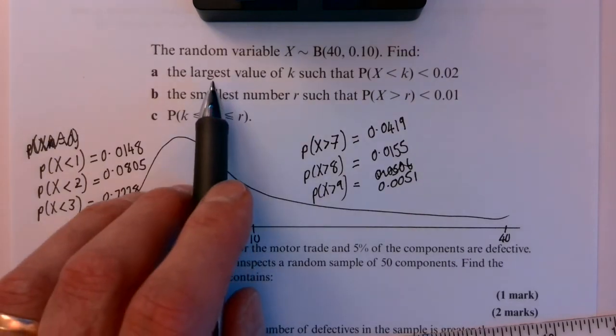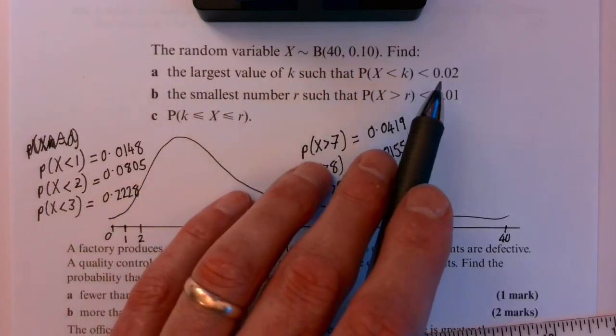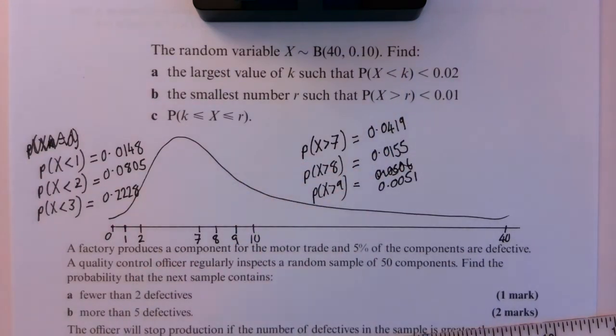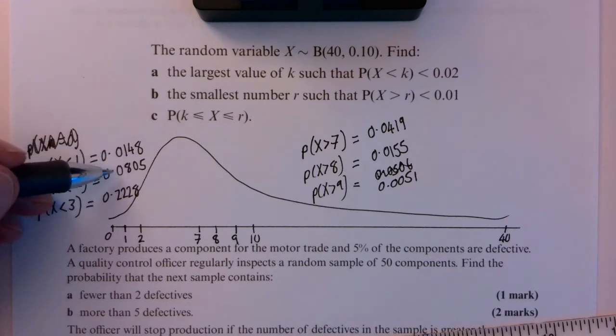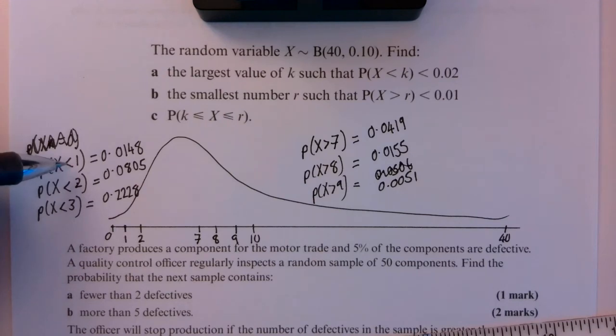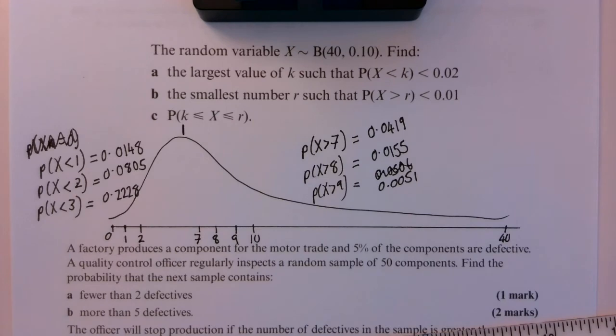So I want to know the largest value, the last value as you move up, where the probability is less than 0.02. Well, that is less than 0.02. That is bigger than 0.02. So the last value is 1. So k is equal to 1.